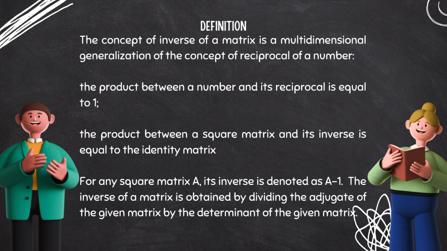For any square matrix A, its inverse is denoted as A⁻¹. The inverse of a matrix is obtained by dividing the adjoint of the given matrix by the determinant of the given matrix.